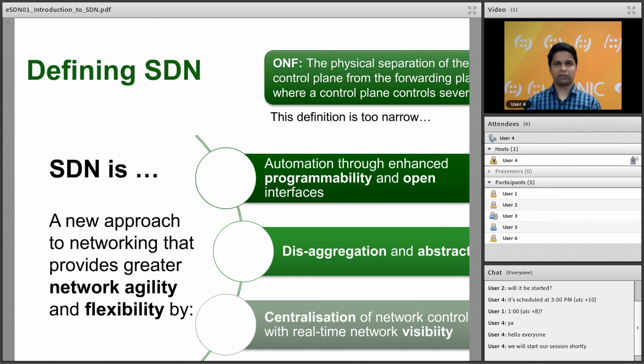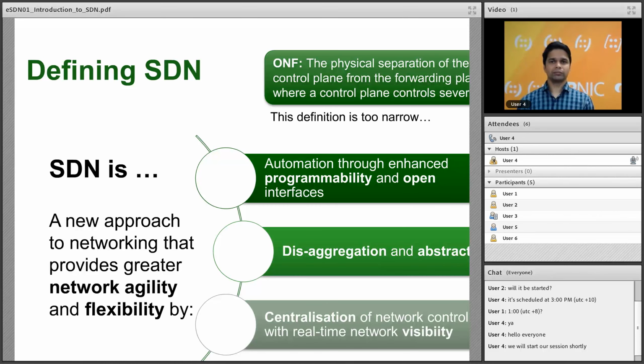So how do we define SDN? As I said, it is one of the most hyped concepts in the history of networking. The original definition of SDN is the one still promoted by the Open Networking Foundation, or ONF, and it defines it as the physical separation of the network control plane from the forwarding plane, where a control plane controls several devices. That's the definition in ONF, and it is too narrow to describe SDN nowadays.